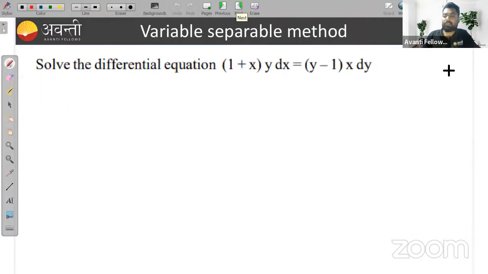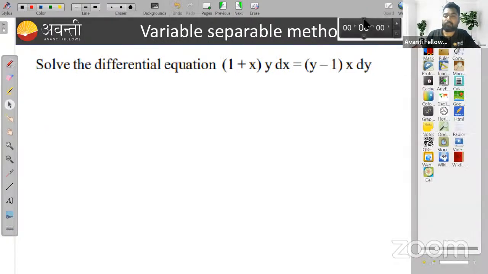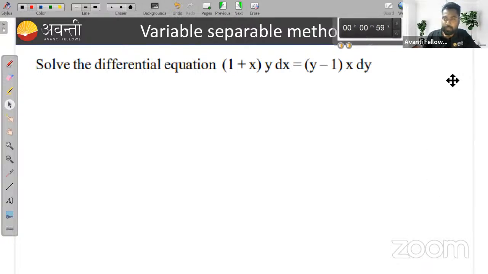Now for these questions you have 1 minute, try to solve it. Your time starts now, guys. Try to solve it. It's a very easy question. I hope all of you solve it.